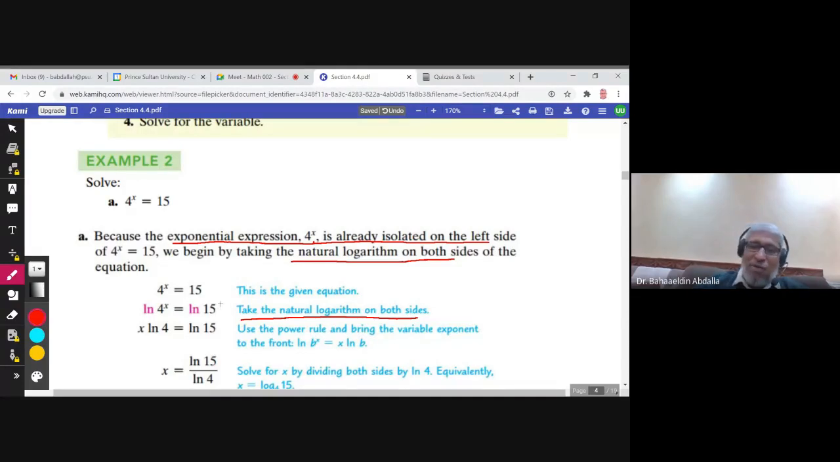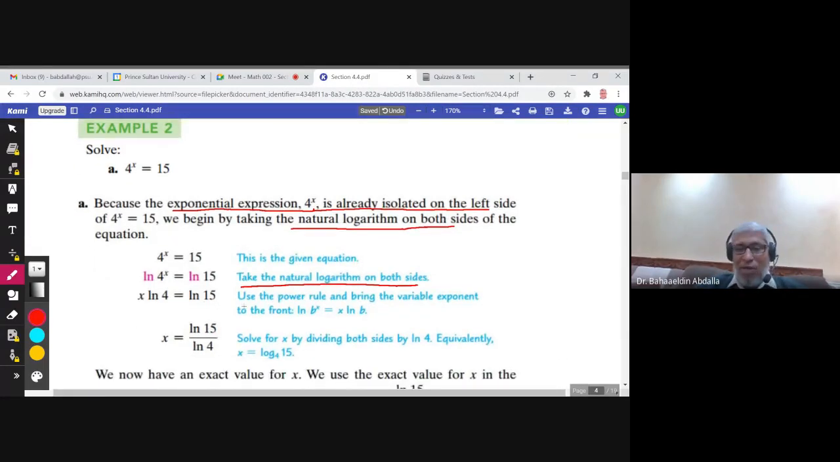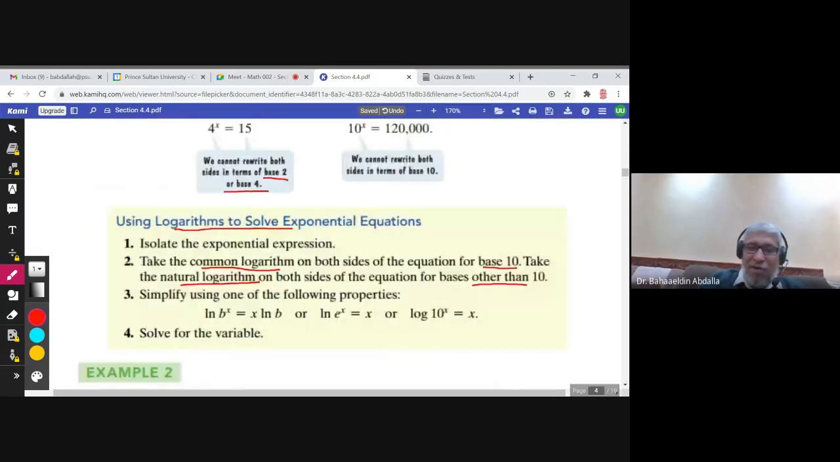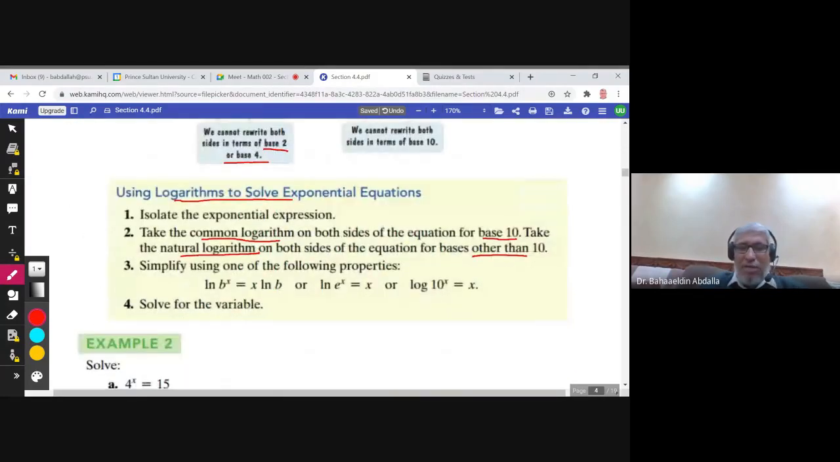Okay, why do we do that? Because we can use the power rule to bring the x outside. So ln 4 to the power x would be written as x times ln 4. And then we divide by ln 4 and solve the equation for x, and this would be the answer. So the answer is ln 15 over ln 4.